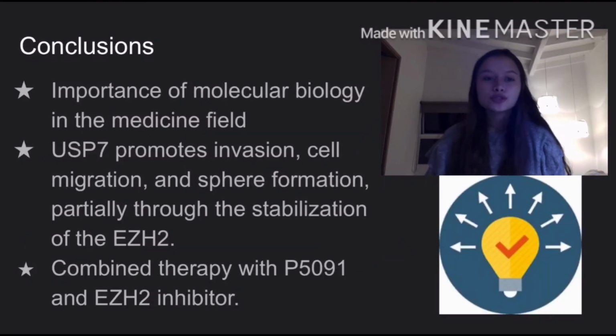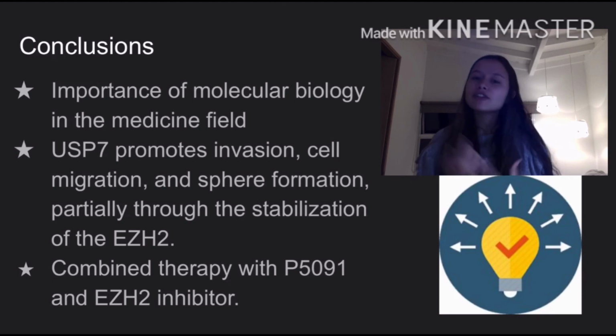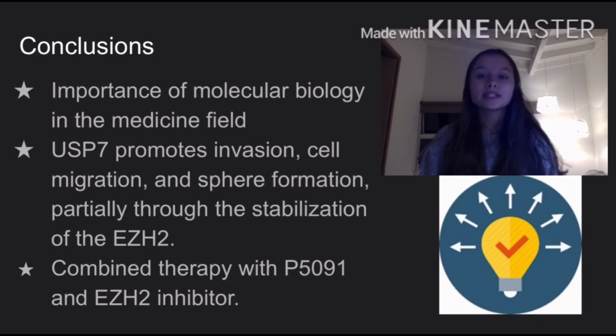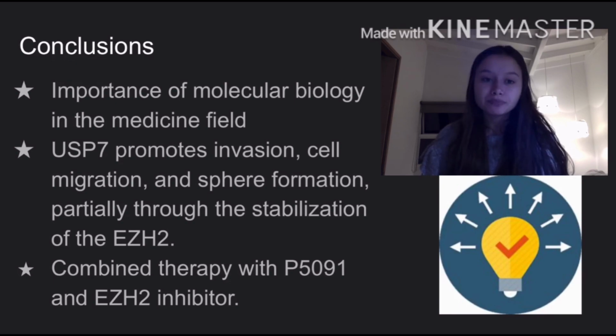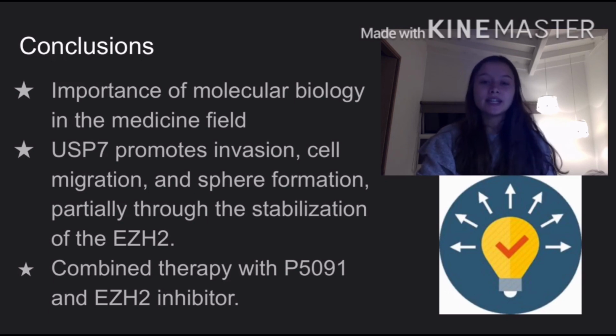Finally, the conclusions. Molecular biology is an essential aspect that concerns significant medicine. The area of research and trial in medicine is the core for future advances and new discoveries in this field, and they wouldn't be possible without molecular biology. It is a way to understand every little detail, from the smallest to the most complex aspects of the human body. Additionally, the article showed how USP7 promotes invasion, cell migration and sphere formation, partially through the stabilization of EZH2. Lastly, the article results demonstrate the inhibition of cell migration, proliferation, invasion, and sphere formation abilities by the combined therapy of P5091 and the EZH2 inhibitor.